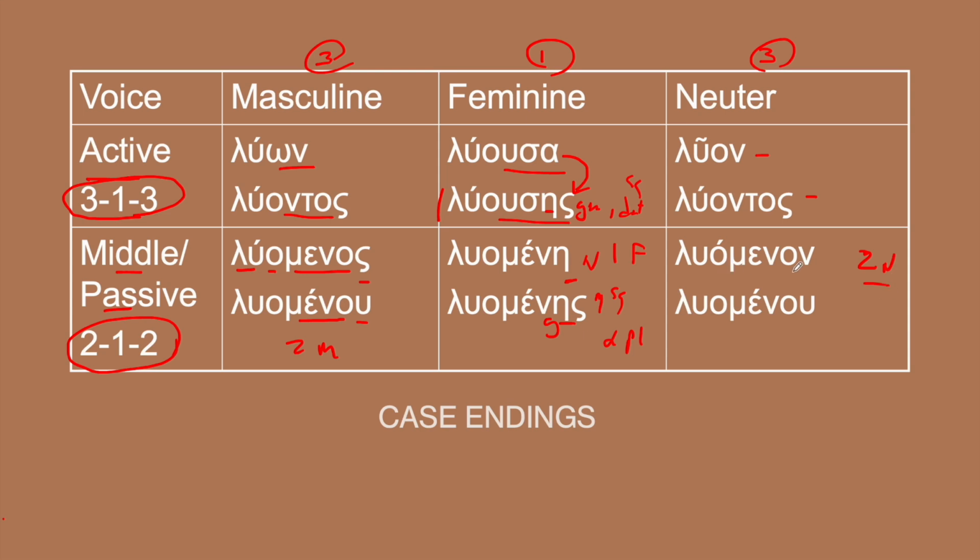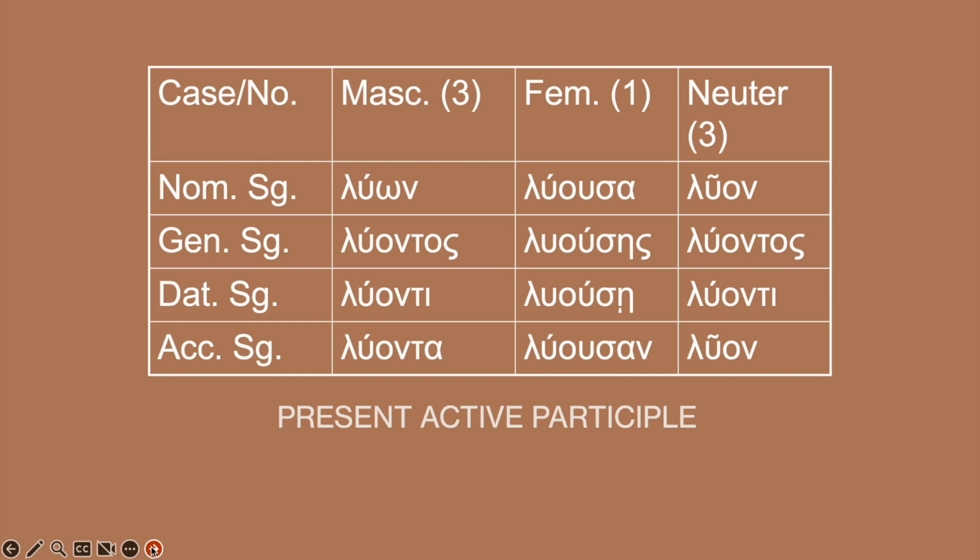So luomenon, luomenu. So here's the full paradigm that I wanted to show you. This is using luo. Luon, luontos, luonti, luonta. The feminine, luusa, luuses, luuse, luusan. And finally the neuter, luon, luontos, luonti, luon.